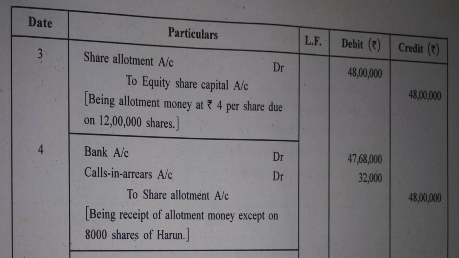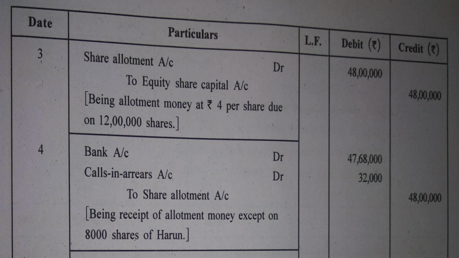How did you obtain this amount? Call in arrears is a loss and hence it is to be debited. So on 8,000 shares I have not received 4 rupees from Harun. So 8,000 into 4, 8 4s are 32. So 32,000 is not received and hence it has been debited here. So bank account, amount received 48 lakh minus 32,000 gives you 47 lakh 68,000.